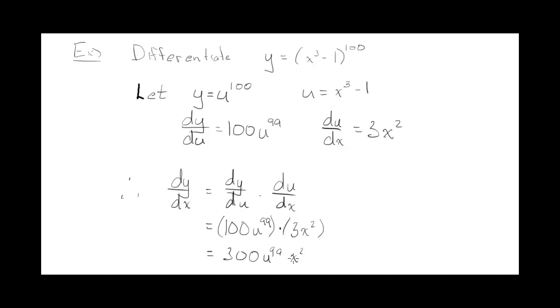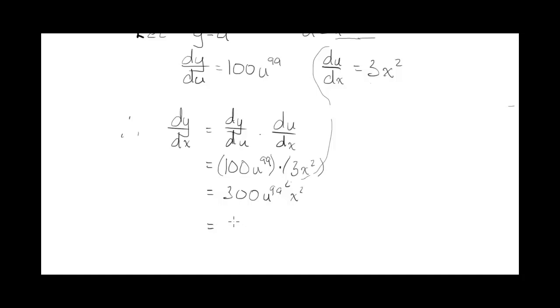Now, I don't have the same variable, right? I have x and u. So what I'm going to do is get everything in terms of x. So take u, which is equal to x cubed minus 1, and substitute it in there. So this is equal to 300 times (x cubed minus 1) to the power of 99 times x squared. And that's the derivative.